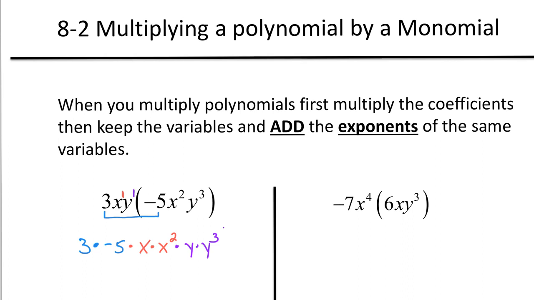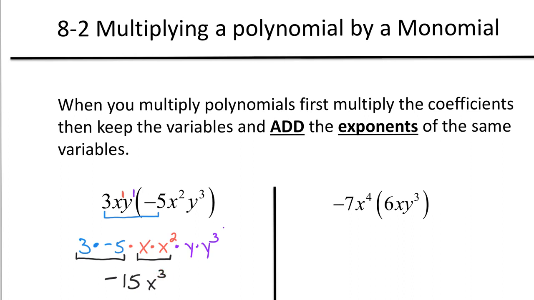And now I'm just going to multiply the coefficients, the numbers. So 3 times negative 5, that's negative 15. I'm going to multiply the x's. X times x squared, that's going to be x to the third power. Notice that I am adding the exponents. Remember, this x has an exponent of 1. So 1 plus 2 is 3.